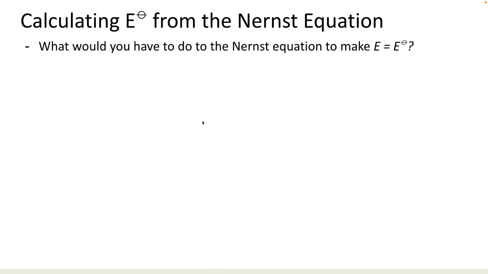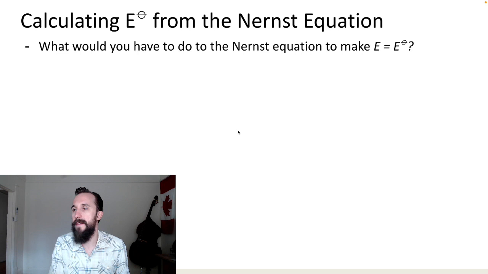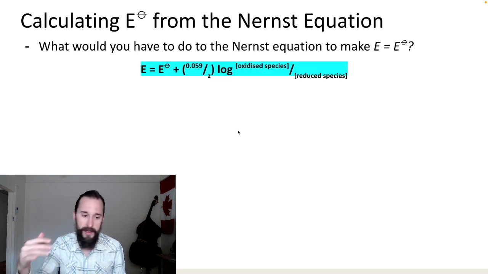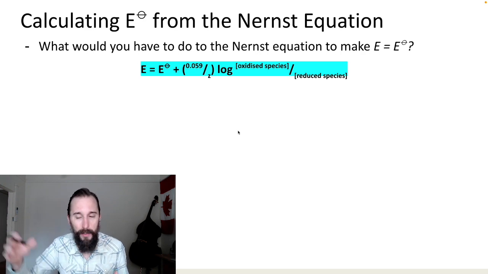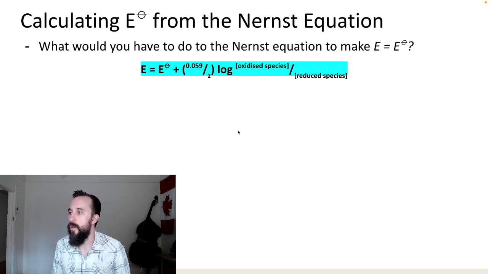Brilliant. Just to finish up, we can look at calculating the standard reduction potential from the Nernst equation with some experimental data. So let's consider that. We talked about this earlier. Let's now link it to the Nernst equation. What would you have to do to the Nernst equation, if I use the simplified one here, but you can think of the more complex one as well, to make E equal to E standard?